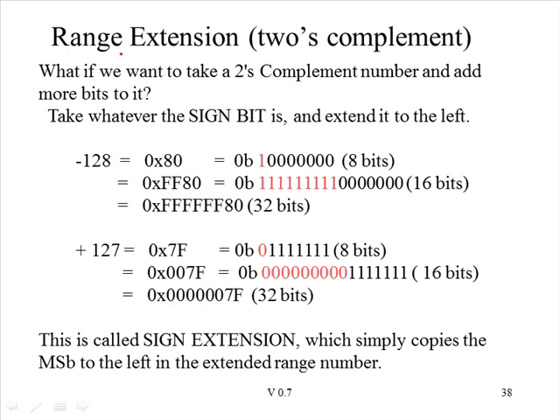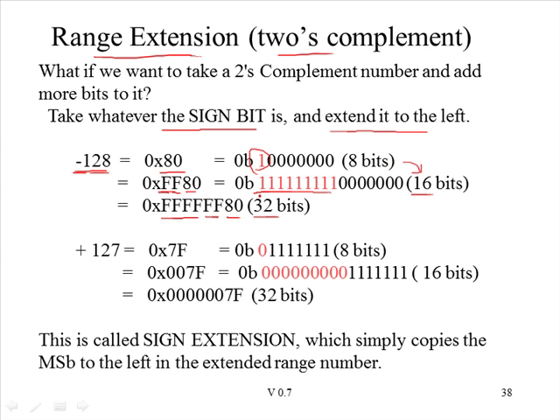So how do we do range extension for a 2's complement number? That's easy. We'll take whatever the sign bit is and extend it to the left. For example, a negative 128 is a hex 80. If we're going to extend that from 8 bits to 16 bits, we're going to take the sign bit and extend it to the left. In the hex representation, that's going to be the same as adding F's to the number. So a negative 128 in 16 bits is an FF80. In 32 bits, it's a quad F FF80.